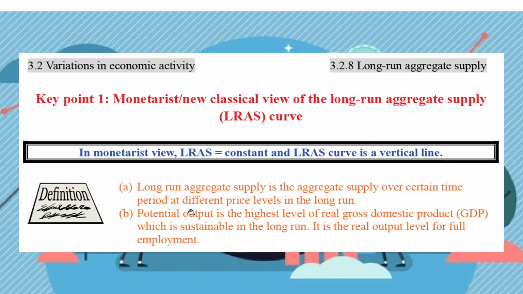Potential output is the key concept when you talk about the long run. Potential output is the highest level of real GDP sustainable in the long run. What does sustainable mean? It is the real output level at full employment, when the whole society's people are already working. So it is sustainable, but it is the maximum. There are no more people to be hired. So the key concepts are potential output, sustainable, long run, GDP, and full employment. Try to connect them.